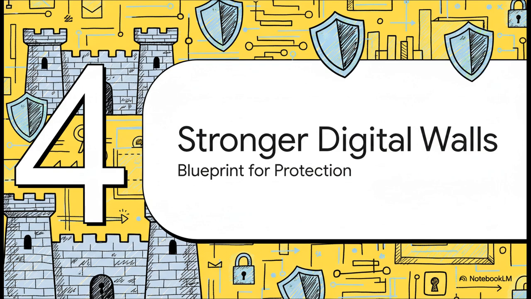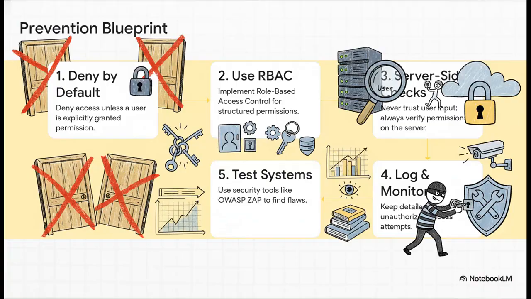Thankfully, there's a very clear blueprint for how to do this right. This blueprint really lays out the essentials. First, deny by default. That means every door starts off locked. You have to be explicitly given a key. Second, use roles. People only get keys for the rooms they absolutely need to get into. Third, and this one is critical, always enforce these checks on the server side. Never trust what's coming from a user's browser. Fourth, log and monitor everything. This helps you see if someone is rattling a bunch of doorknobs they shouldn't be. And finally, you have to actively test your own systems. You need to find the unlocked doors before the bad guys do.